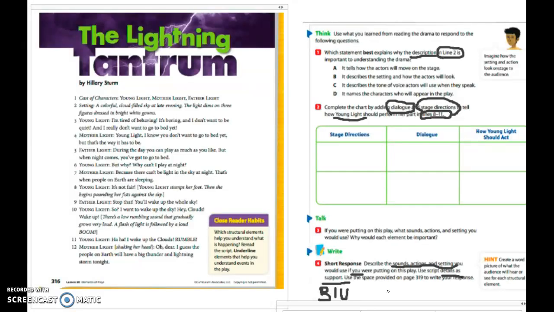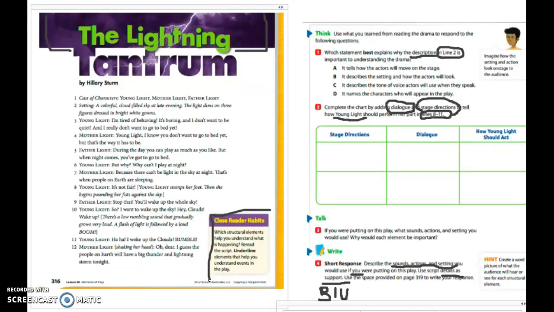Alright, next is our next A. Are the important words circled? So we're going to look for any type of text features that add to the structural element of what we're doing. So I see here there's an illustration of clouds, and it looks like a lightning bolt. I also see down here we have a close reader habit. Which structural element helps you understand what is happening? Reread the script and underline the elements that help you understand the play. So while we do the play, we're going to look at structural elements to decide what is helping us understand the play.